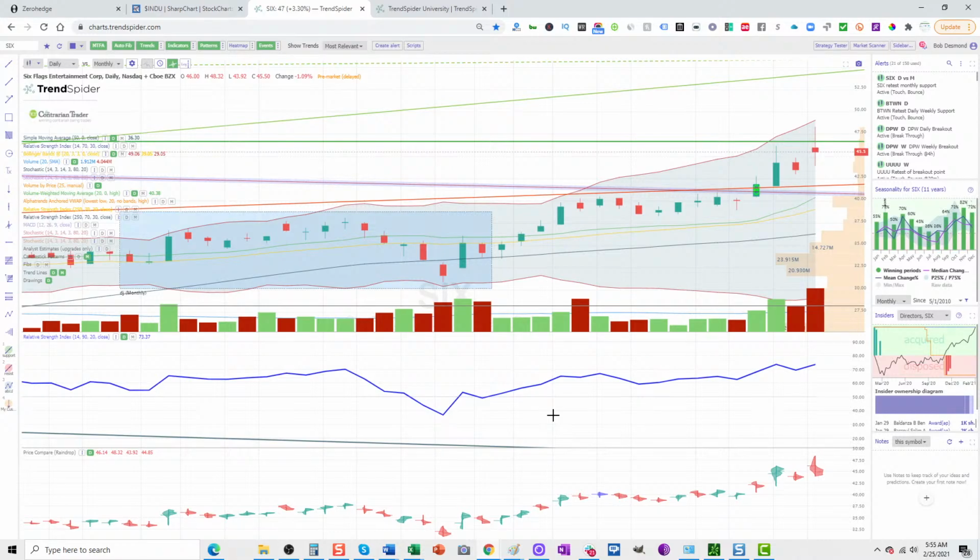So around 40 bucks a share, very interesting on Six Flags. I would wait for that to get hit. X1.